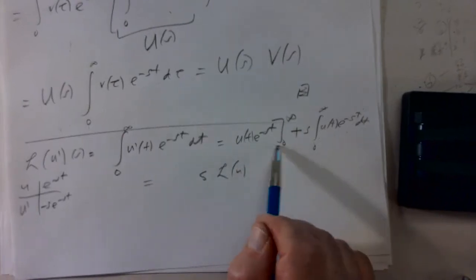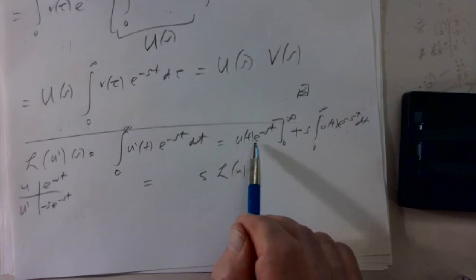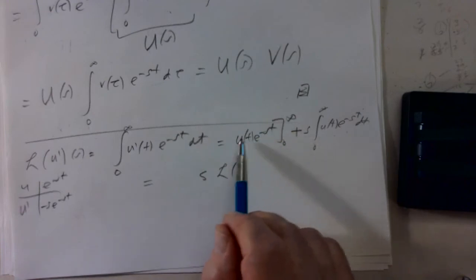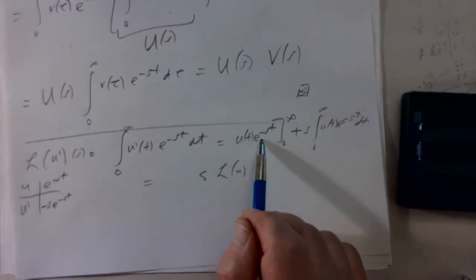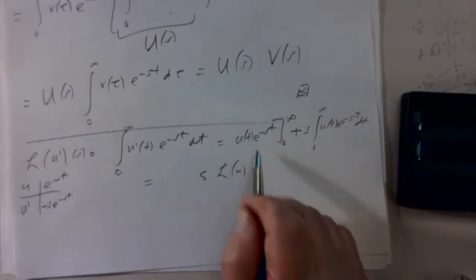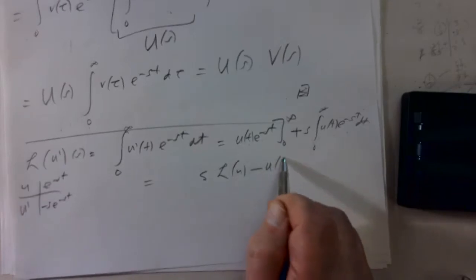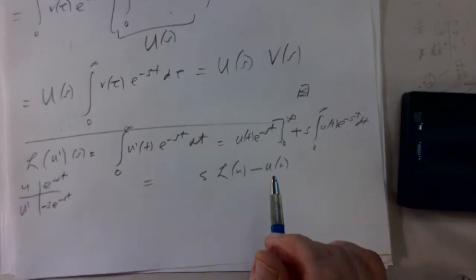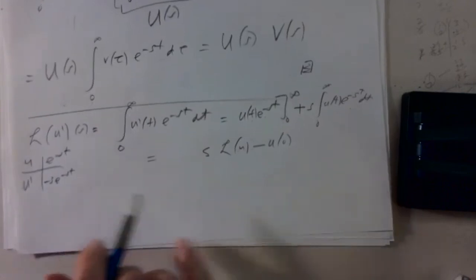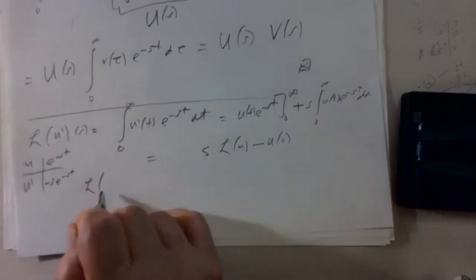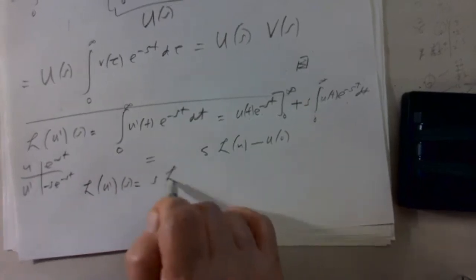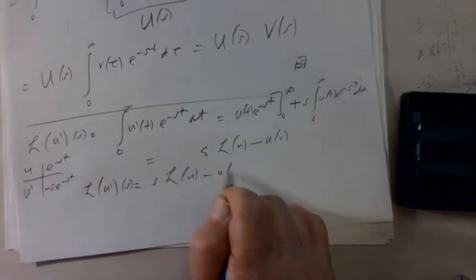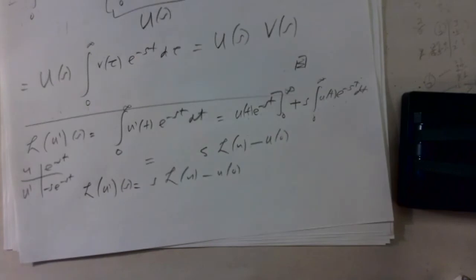When t equals 0, I get u of 0. As t goes to infinity, u of t over e to the t should go to 0. So this is minus u of 0. So this says that the Laplace transform of the derivative of a function is s times the Laplace transform of u minus u of 0.